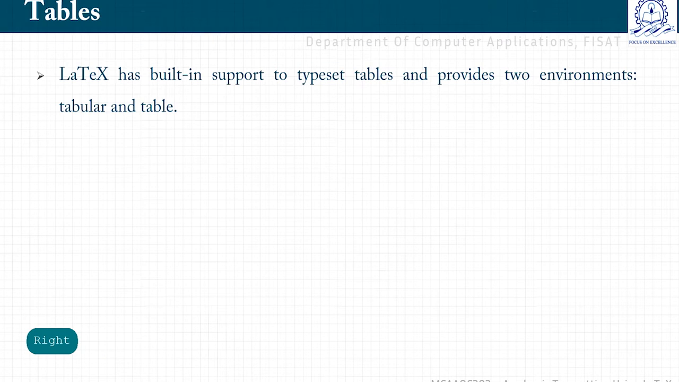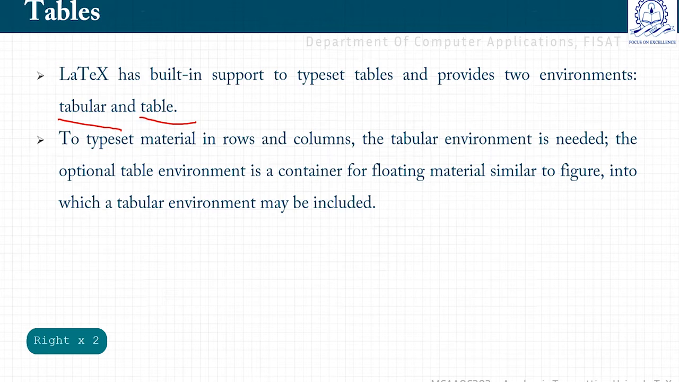LaTeX has built-in support to typeset tables and provides two environments. They are tabular and table. In order to typeset material in rows and columns, the tabular environment is required. The optional table environment is a container for floating material, similar to figure, into which a tabular environment may be included. We will explore the floating environment figure in the coming episode.